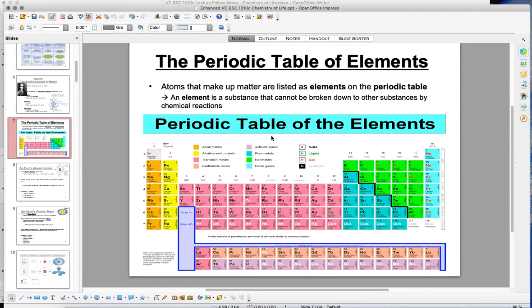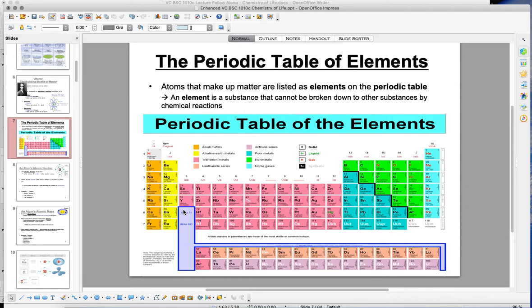So atoms are collectively listed or organized in the periodic table of elements. And an element is a substance that can't be broken down any further. So it's like the most basic units of matter are these elements. And atoms make up elements. So for example, we've got carbon, nitrogen, oxygen, fluorine, right? Hydrogen, etc. Those are all elements. They can't be broken down. Those are the basic ones.